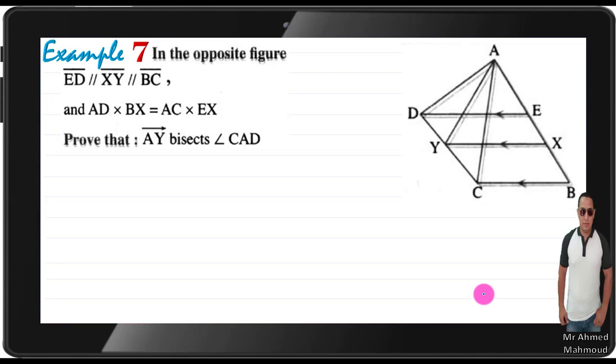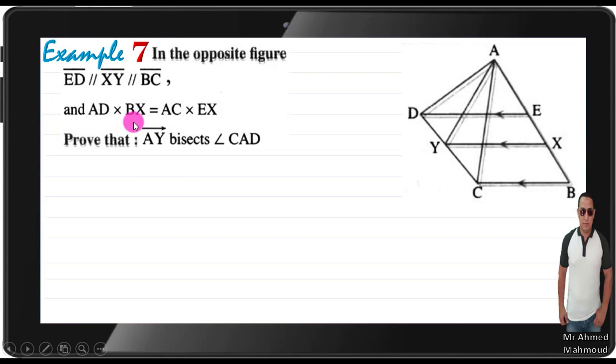The next question. Now ED parallel to XY parallel to BC, and AD times BX equals AC times EX. Prove that AY bisects angle CAD. To prove that AY bisects angle A, I need to prove that AD over AC equals DY over DC. By looking carefully at this equation, I have AD on the left side and AC on the right side. So I can collect AD over AC from here.